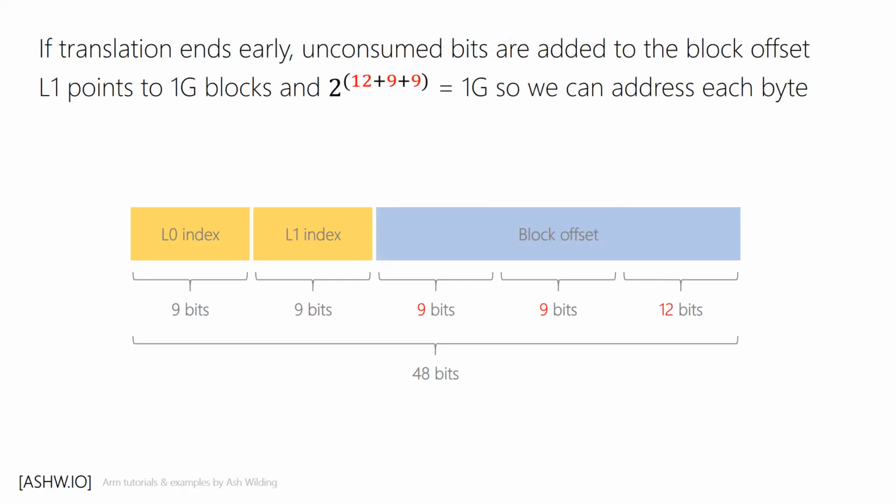Now, if translation ends early, unconsumed bits are added onto the block offset. For example, let's say we have an L1 entry pointing to a 1 GB block. That means we have 9 plus 9 plus 12 unconsumed bits from the virtual address. So these all become our block offset. And you'll notice that 2 to the power of 12 plus 9 plus 9 is exactly 1 GB.